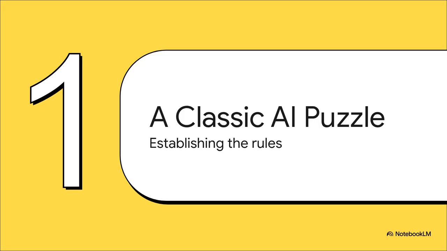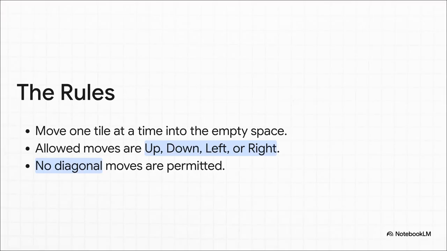So how in the world do you teach a computer to solve this? Well, like any good student, the very first thing it needs to learn are the rules of the game. The rules are pretty straightforward. You can only slide a tile into the empty spot next to it. No jumping, no moving diagonally, just simple up, down, left, or right moves. But here's the catch. These simple rules create a surprisingly massive number of possible paths, and the computer has to somehow navigate through all of that to find the one right answer.